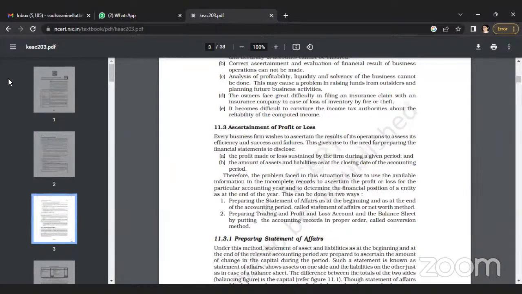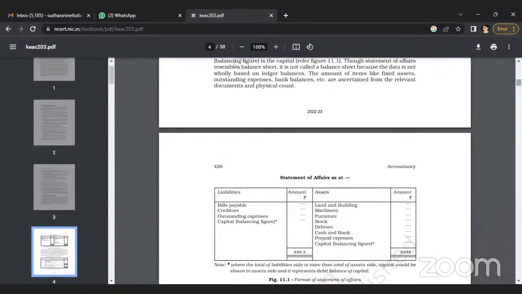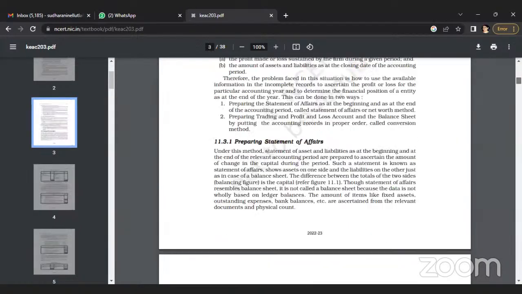As they don't maintain any account records in a systematic manner, we don't call it a balance sheet. Some assets and liabilities information will be provided, and based on that information we find the result. If we want to find the profit of the firm, first you need to prepare a statement of affairs. So we are supposed to prepare a statement of affairs and a statement of profit or loss. Statement of affairs is nothing but a balance sheet.